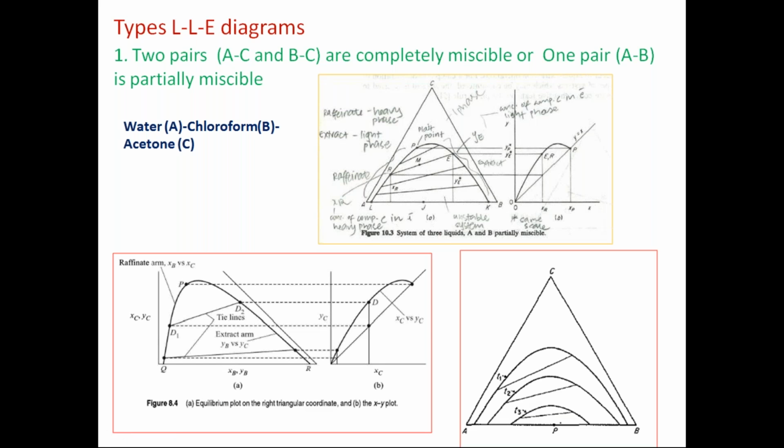So this is one type of phase diagram that results. The example is water, chloroform and acetone, and you can also cite another example, water, acetic acid and chloroform, and water, acetic acid and benzene will also give this type. There are a number of such systems, but how to choose which solvent is to be used, we'll discuss later.